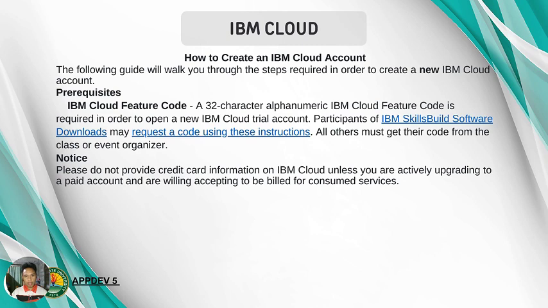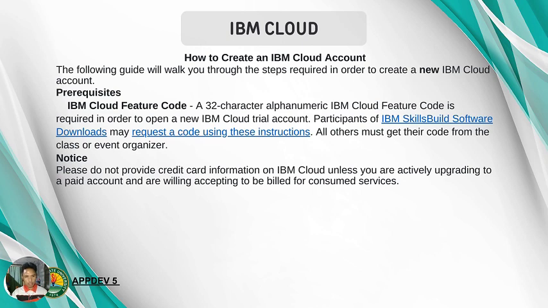Participants of IBM Skills Build software downloads may request a code using these instructions. If you click these blue underlined words, you will be taken to their website. All others must get their code from class or event organizers.